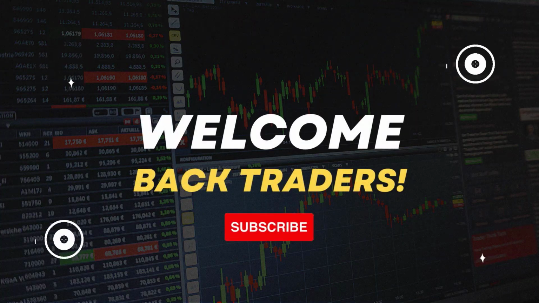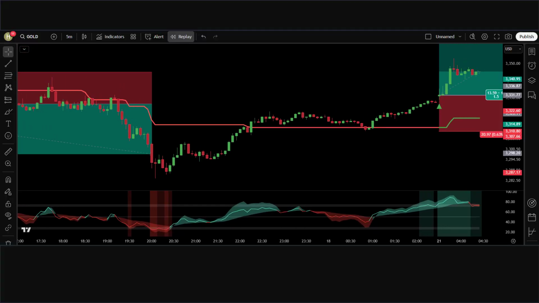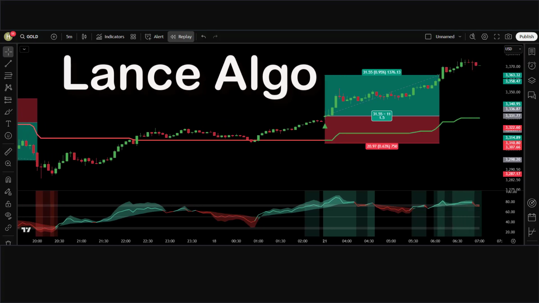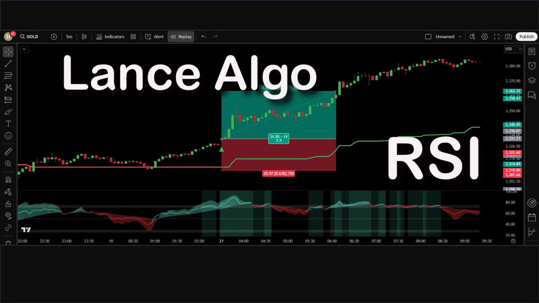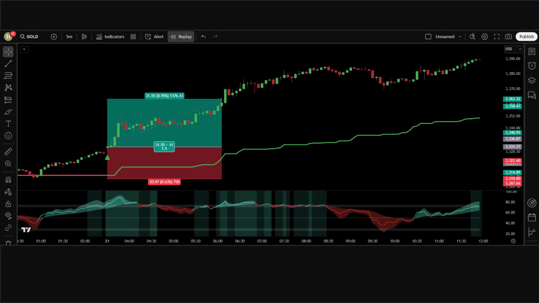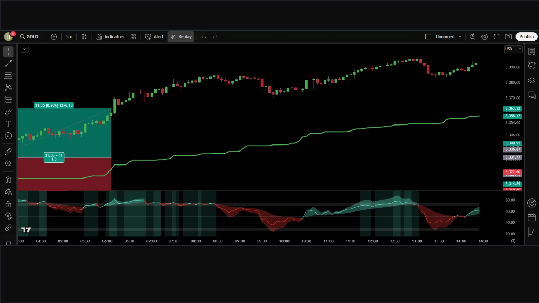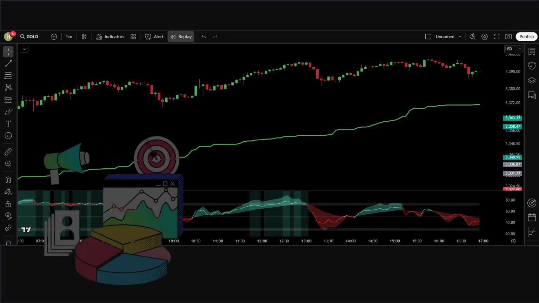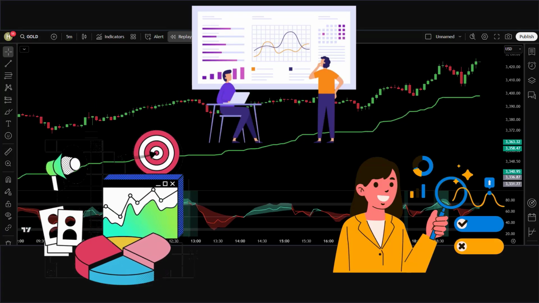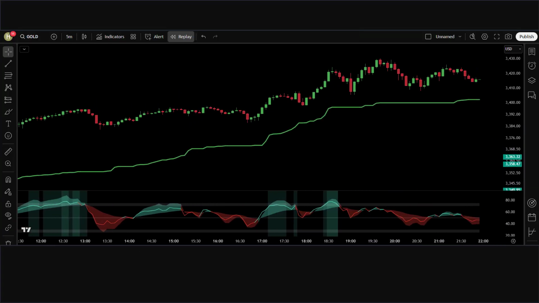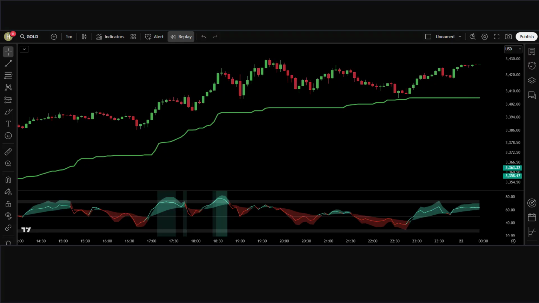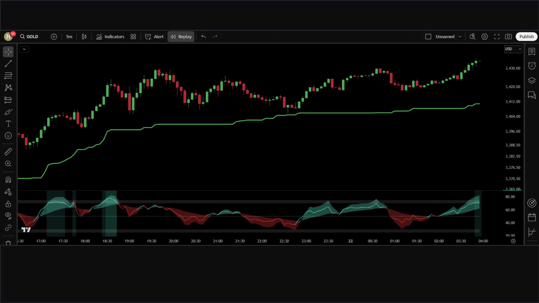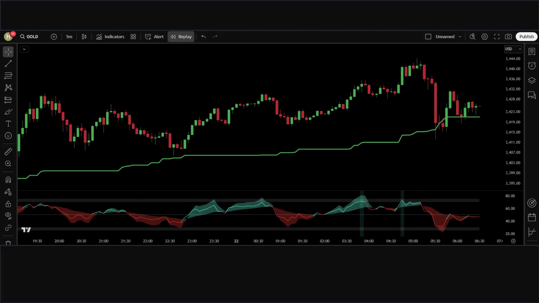Welcome back, traders. Today, we're diving into Lance Algo and how it works hand in hand with the RSI indicator to improve your trading decisions. Lance Algo is a custom trading algorithm designed to give you smart buy and sell signals based on market momentum, price action, and trend confirmation. It filters out noise and helps you identify high-probability setups, making your charts cleaner and your decisions sharper.